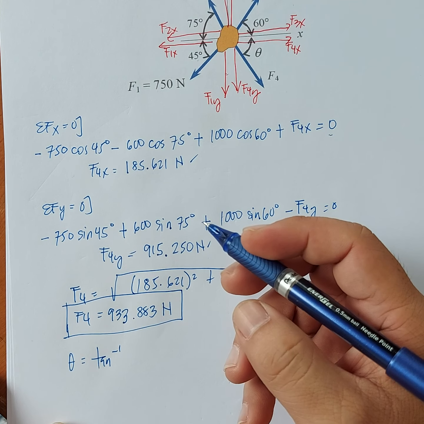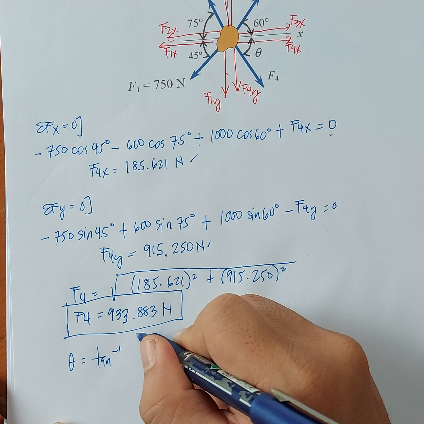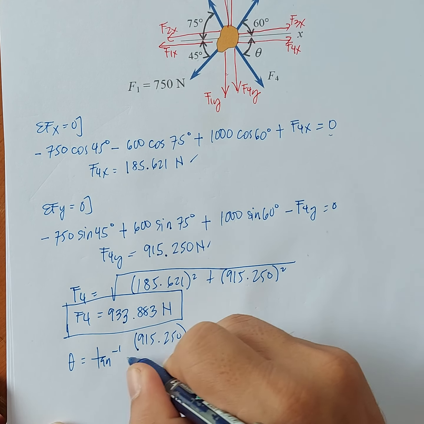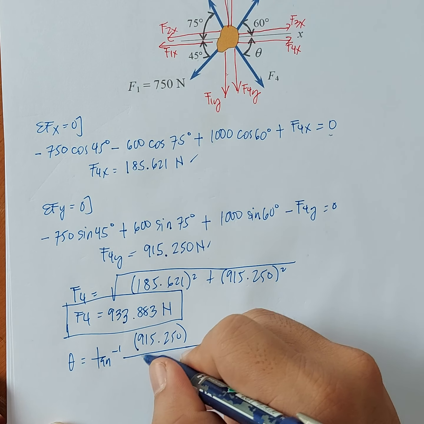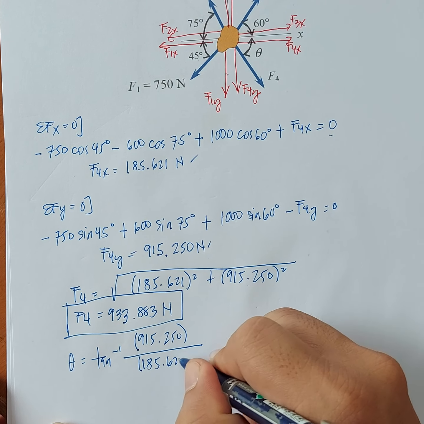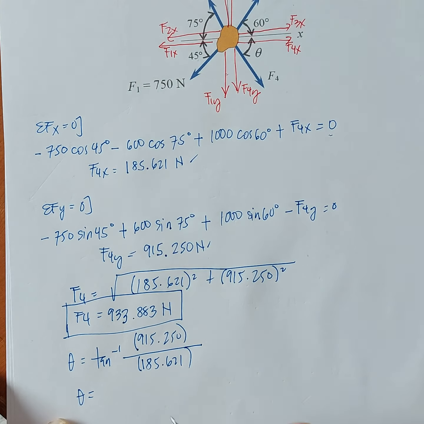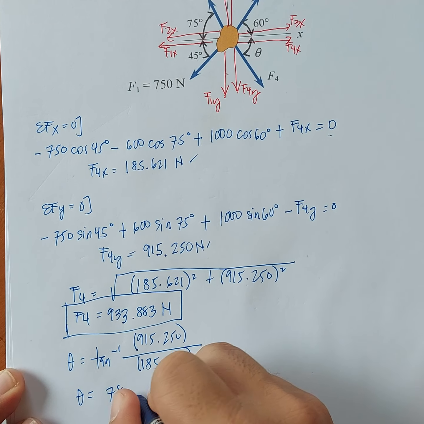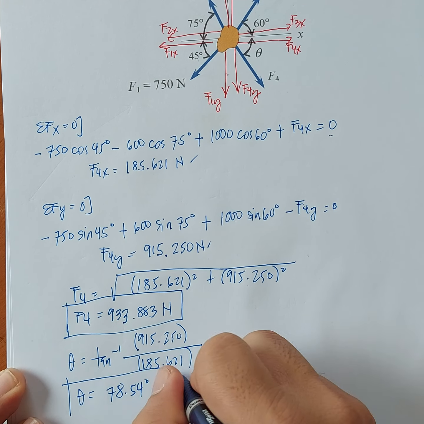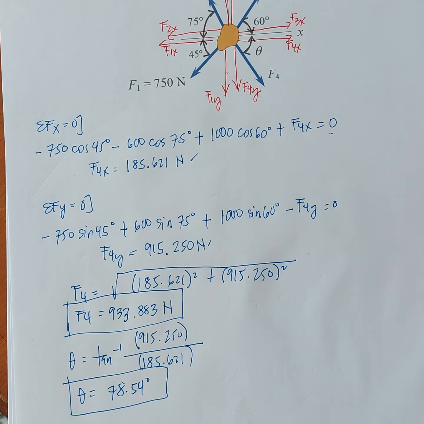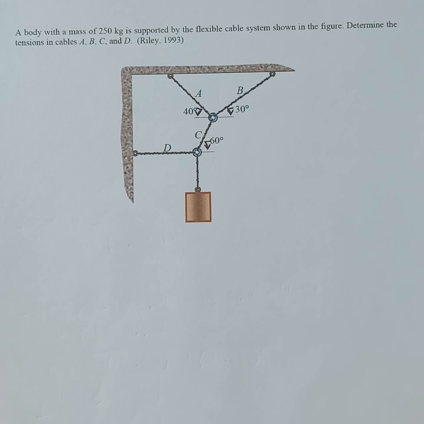So we have 915 all over F4X. So the direction angle theta is equal to 78.54 degrees. Okay, so that would be the solution for this problem. Alright, next problem.